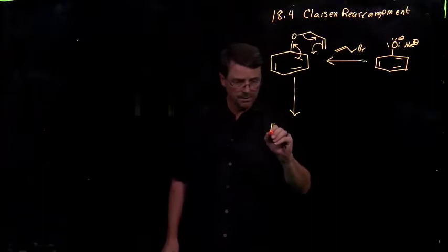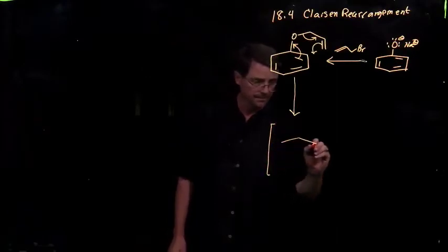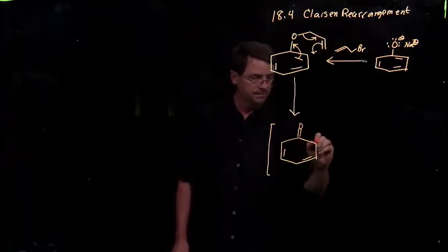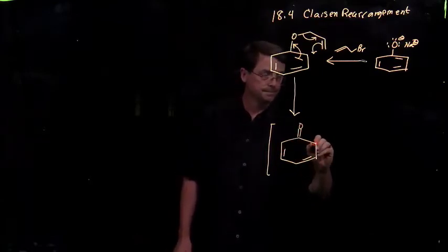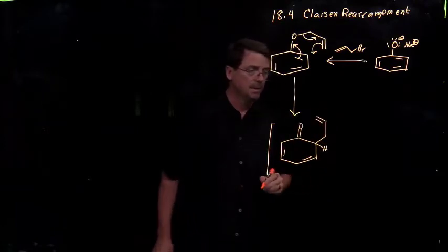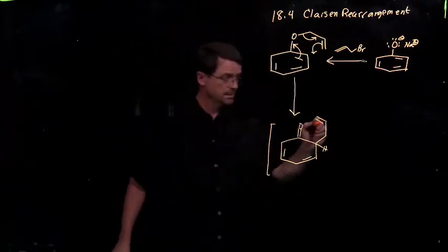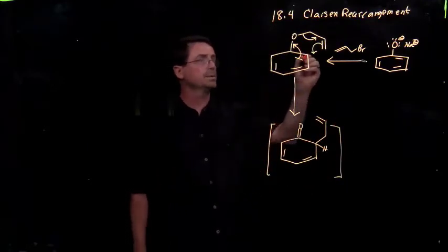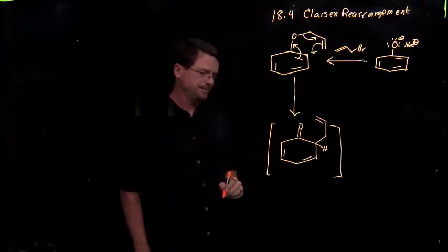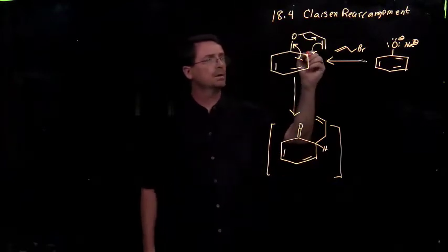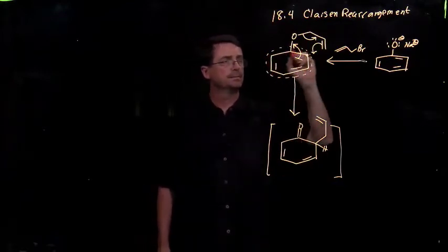So what would this produce? Well, it produces an intermediate that's unstable. If you follow the arrows I drew directly, we produce this species where the allyl group is now on what was the ortho position of the aromatic ring. Now, this compound is unstable because you see we've lost aromatic stabilization.